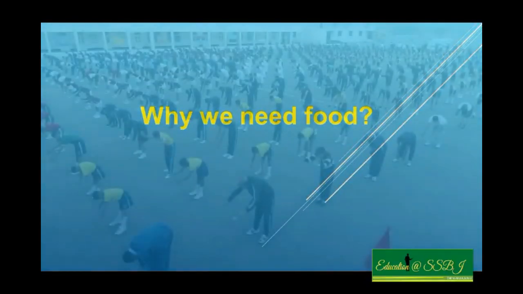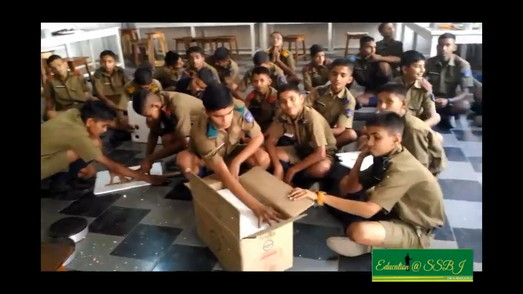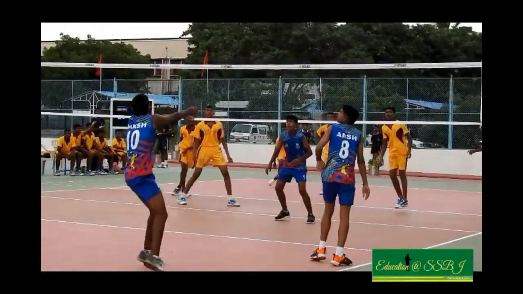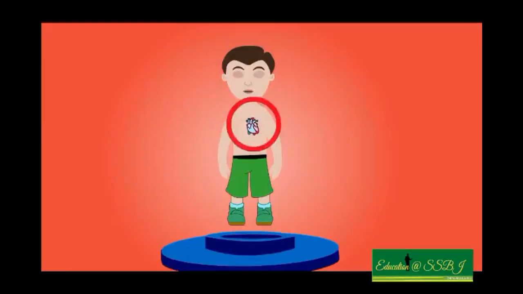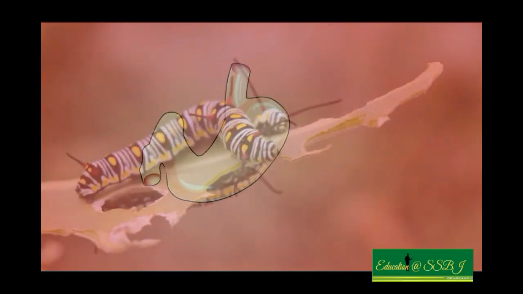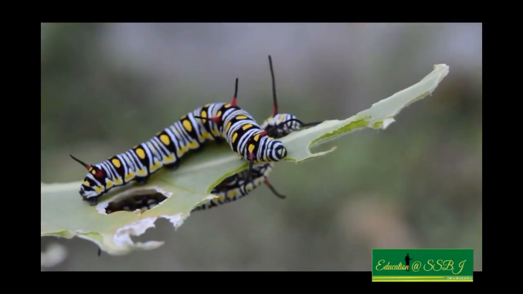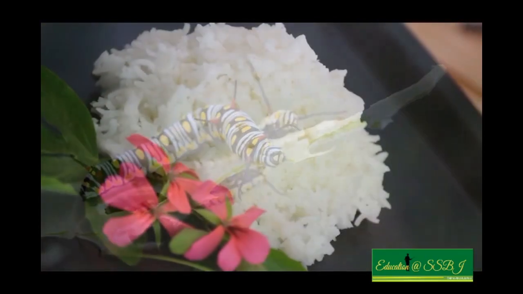You already know that energy from food is utilized by organisms for carrying out their various functions such as digestion, respiration, excretion. And from where do we get it? We get our food from plants, animals, or both.